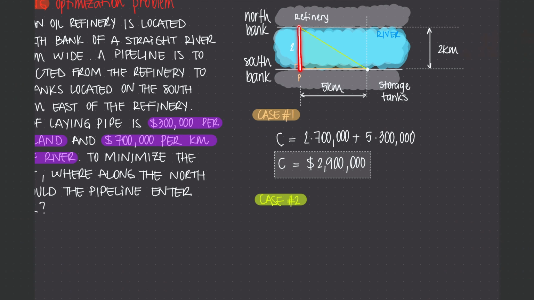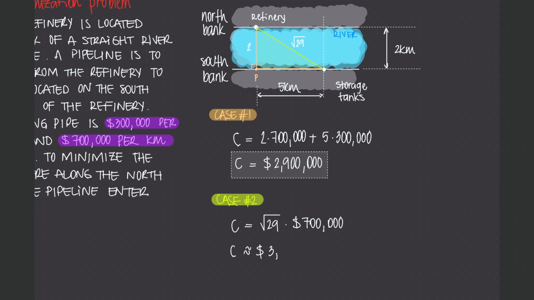Given that this is 2 and this is 5, we have root 29 as the distance between the refinery and the storage tanks. And given that all the pipe is under the river, we have root 29 times 700,000. So this is $3,769,615, rounded to the nearest integer. So the first case is much better.